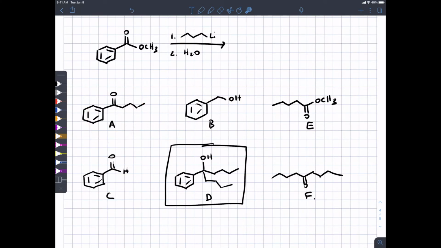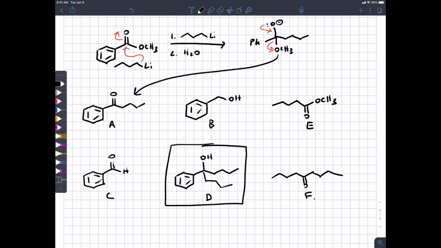Why isn't it A? Because you can't stop, right? A is an intermediate. On questions like this, you don't have to draw the mechanism, but sometimes it can be helpful to know the mechanism to guide your thinking. We kick off the methoxy group to give us A, but then another equivalent of the organolithium reagent attacks. And then after protonation, we get D. Does that make sense? Yes?